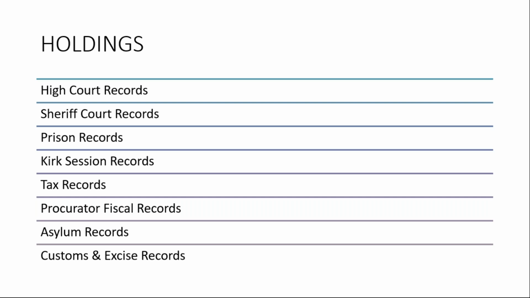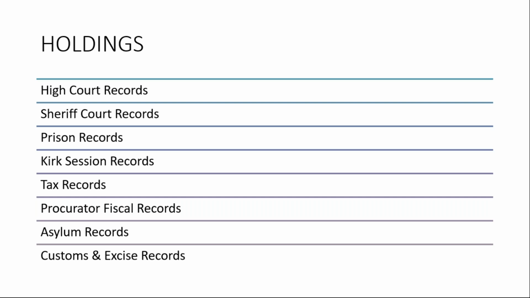The other holdings in the National Records of Scotland are the Sheriff Court records. That was for less serious crimes such as vagrancy, assault, theft. And then we'd be looking at prison records, Kirk Session records. Those have all been digitized and are available on site in the National Records of Scotland. They have not come online. It doesn't look like they're going to be coming anytime soon, but they do provide a wealth of information.